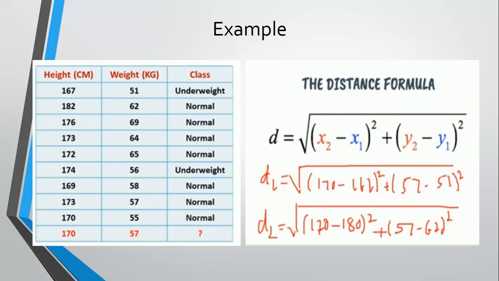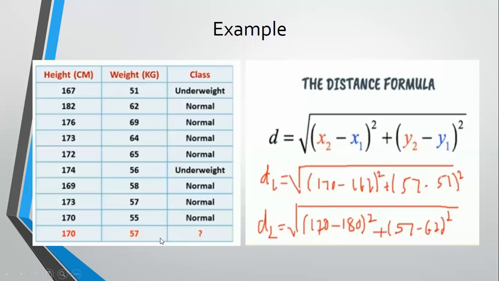Underweight and normal weight here. So this is our data set. Now I have a new data point, where height is 170 and weight is 57. Which class label does this person belong to? That is our prediction, that is our classification. We have to classify this data point as belonging to either underweight or normal weight.